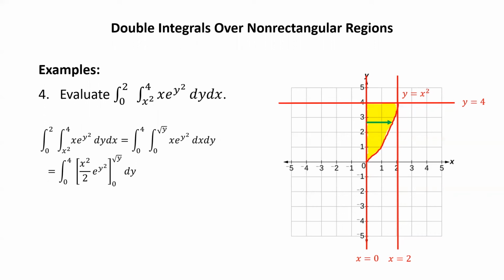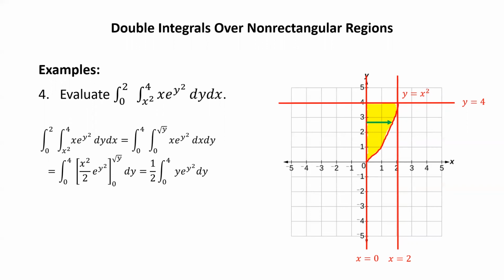Doing the inner integral first, dx, x just becomes x squared over 2, and the rest just sits there as a constant. And now we're going to plug in the limits. When we replace x by root y, we get root y squared, which just becomes y.